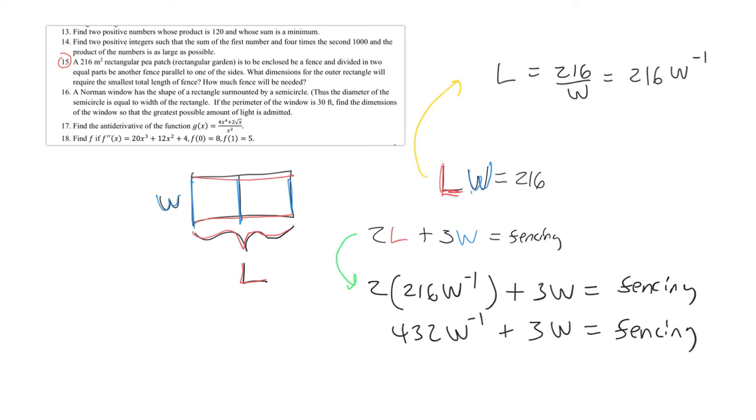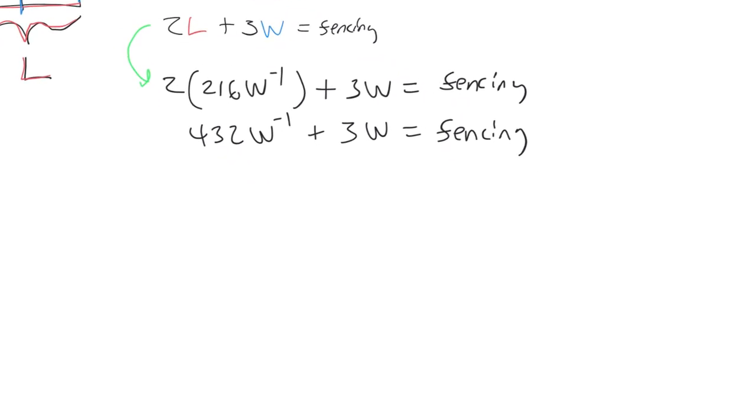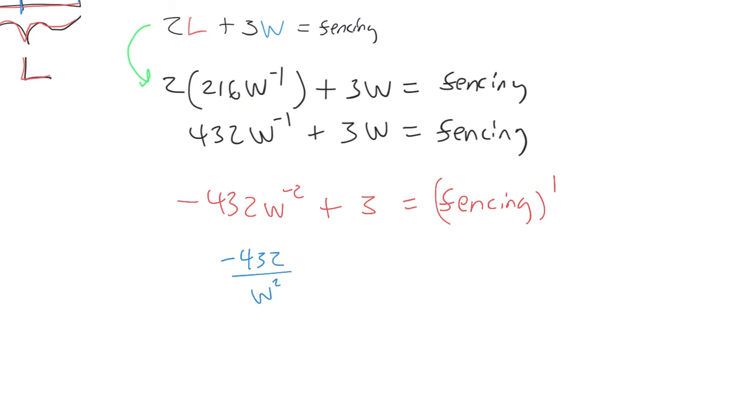So let's find the derivative of that by putting a prime over this fencing thing. I know that's unusual, but just bear with me. So we're going to do a little prime there. That's a prime symbol. And then we have a negative 432, W to the negative 2 plus 3. And I think everyone would agree that's going to be negative 432 over W squared plus 3. Then we're going to have to set that equal to 0, so let's just get that over with.